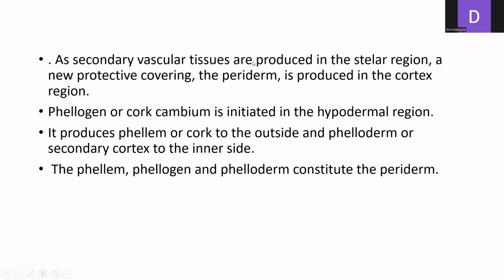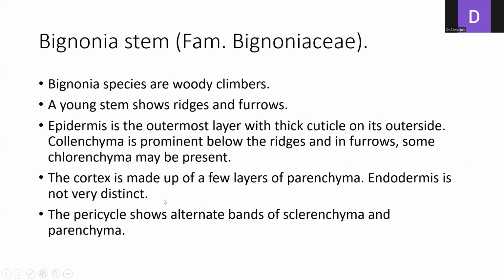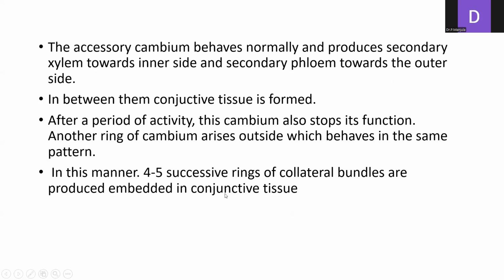As secondary vascular tissues are produced in the stelar region, a new protective covering is needed. Due to the activity of this secondary growth, the epidermis will rupture, and periderm is produced in the cortex region. Phellogen or cork cambium is initiated in the hypodermal region. It produces the phellem or cork to the outside and phelloderm or secondary cortex to the inner side. Phellem, phellogen and phelloderm constitute the periderm. So this is about the anomalous secondary growth in Boerhaavia.